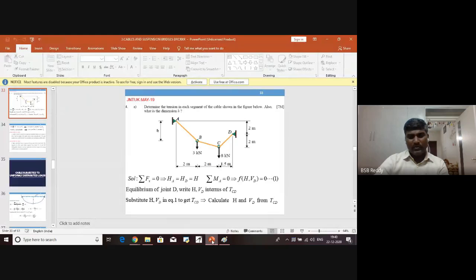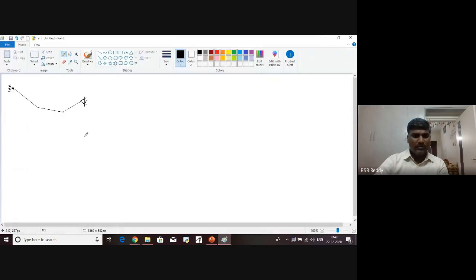The loads you see are 3 kilonewtons and 8 kilonewtons. So some 3 kilonewton, and this is something like 8 kilonewton. This is 3, this is 8 kilonewtons.